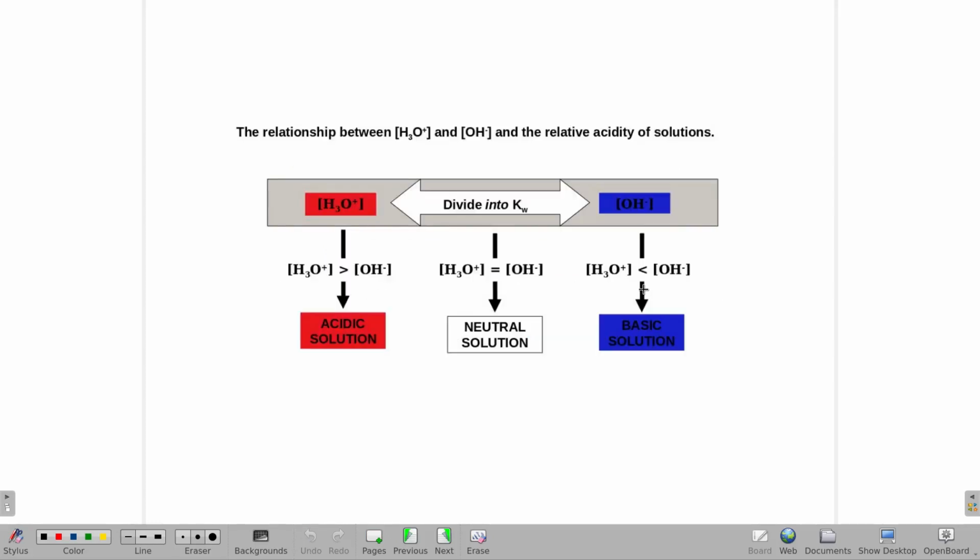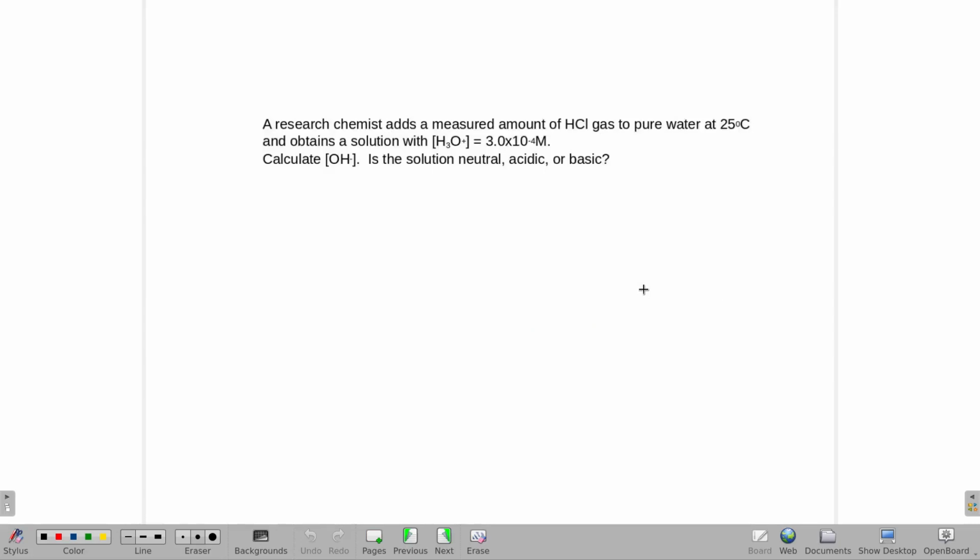Even to the point where we actually can do some cool little math on it. So here's something we're going to do. We're going to look at HCl, a strong acid, and we say we've actually tested it and we got an H3O concentration of 3 times 10 to the negative 4th. We want to know what the OH concentration is, and then is it acidic, basic, or neutral? Alright, to solve for this, we have that Kw equals H3O plus times OH minus. Kw is just always 1 times 10 to the negative 14th. The H3O is given as 3.0 times 10 to the negative 4th. We're just going to solve for the OH concentration.